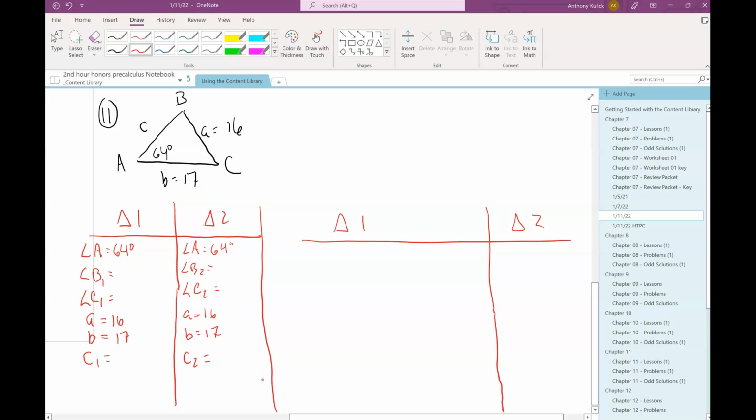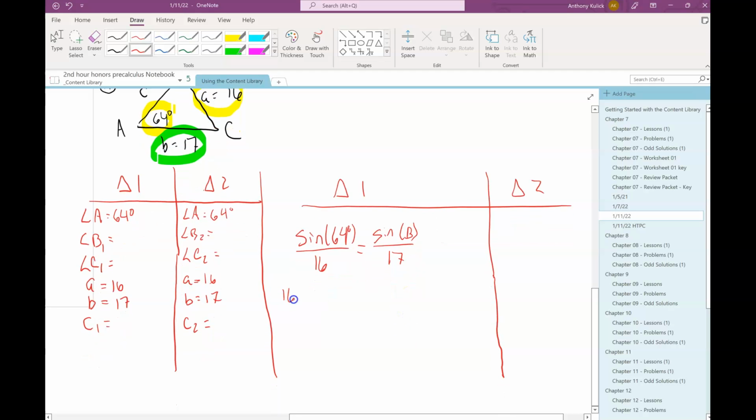Okay. So in triangle 1, I'm just going to treat this like a normal law of sines problem. So I have an angle and a side opposite it. So I'm going to start with sine 64 over 16, and I have an angle that I don't know, but I know the side opposite it. So I'm going to say that's equal to sine B over 17. I'll cross multiply, so I get 16 times sine B1 equals 17 sine 64. I'll divide both sides by 16.